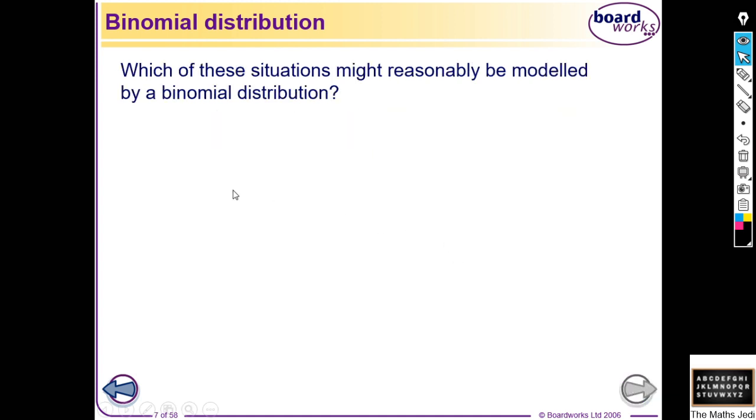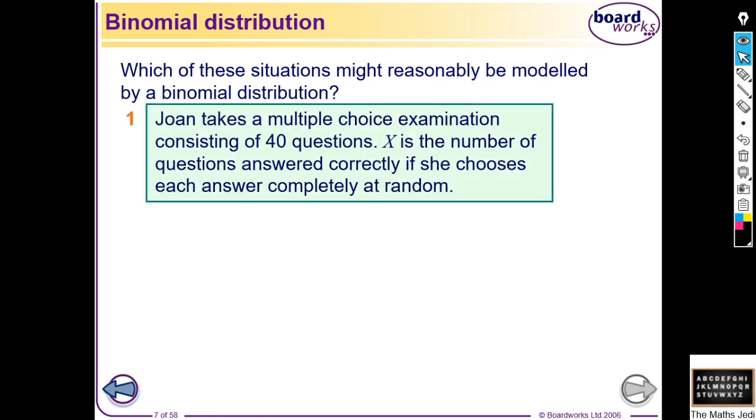Now, let's have a look at these different situations and see if we can figure out what's going on with these, see if we think these are valid for binomial distributions. So this first one here is talking about a lady Joan who's taking a multiple choice examination consisting of 40 questions. X is the number of questions answered correctly if she chooses each answer completely at random. What do you think? Is this binomial or is this not binomial?